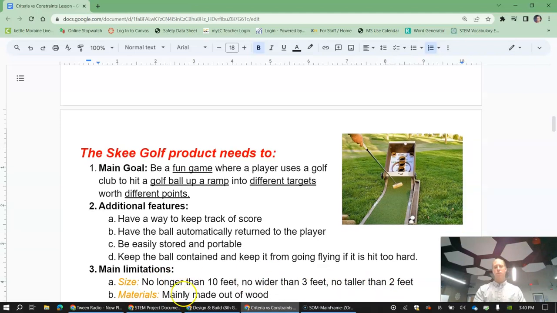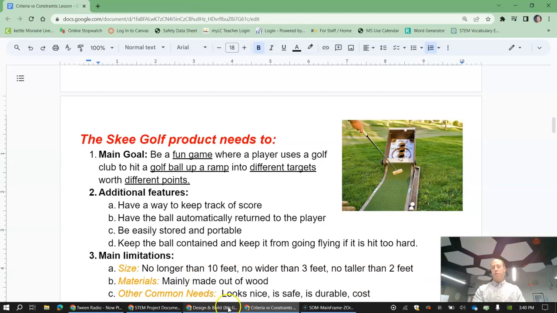The type of materials is also a very, very common limitation. For example, for a lot of our projects, we're not going to be using metal and welding. That's usually not an option for us. So the materials of this product will mainly be wood. Here's another limitation. It really should look nice. It should be safe. It should be durable. Durable means not easy to break. Cost is something else we have to consider as well.